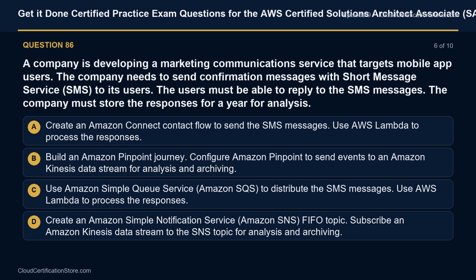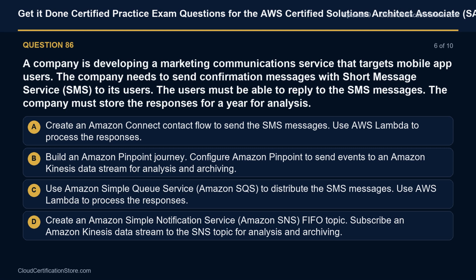Option A. Create an Amazon Connect contact flow to send the SMS messages. Use AWS Lambda to process the responses. Option B. Build an Amazon Pinpoint journey. Configure Amazon Pinpoint to send events to an Amazon Kinesis data stream for analysis and archiving.